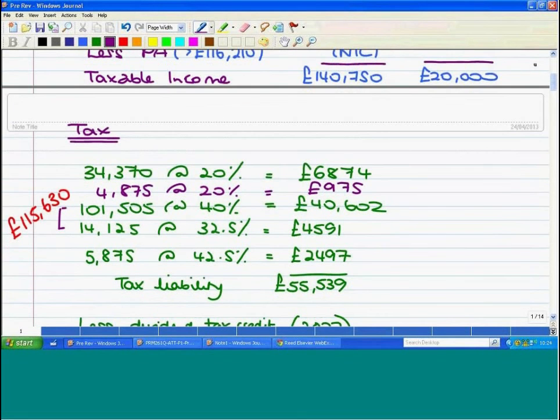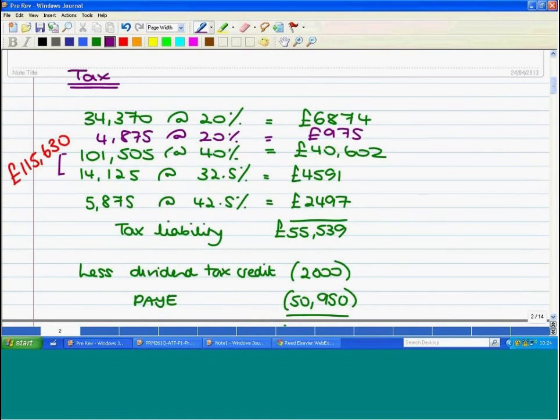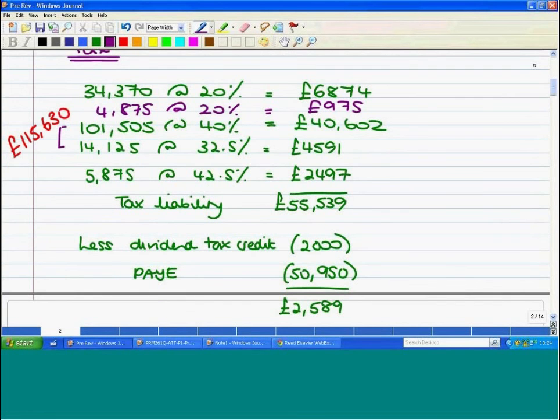So I've run those numbers through my tax band. That brings me down to my tax liability. I didn't have any tax reducers to consider here. And then finally, to get down to our tax due figure, we're going to deduct our dividend tax credit and we're going to deduct our PAYE. So what looked like we owed £55,539, we actually have paid an awful lot at source, so we're only going to have to pay over that 2589. And that's our tax due figure.